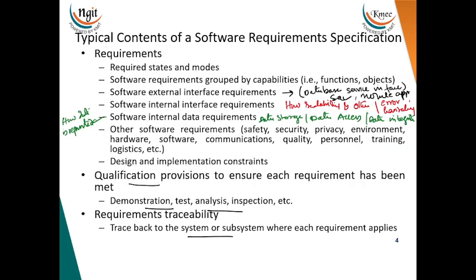Now let's move on to the other side. Typical content of a software requirement specification, or SRS. Required states: what are the states it is going to work in, and what are the modes. Software requirements are grouped by capabilities, which are the functions and objects, all grouped together. How many states are there, how many modes are there, and all these requirements are grouped together, like functional, object, software external interface.